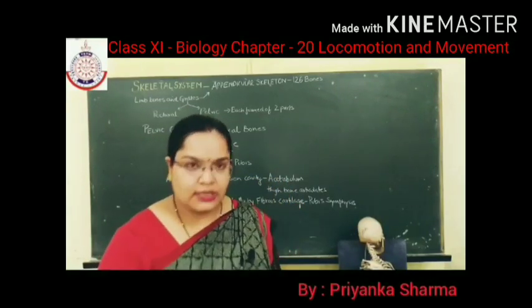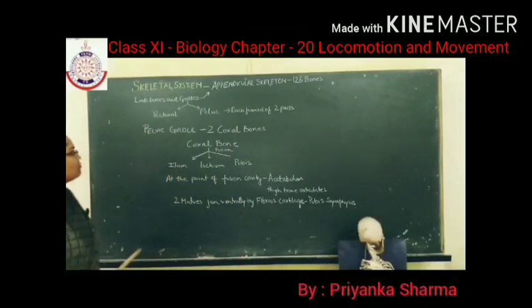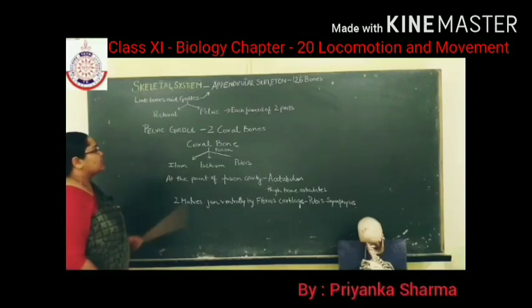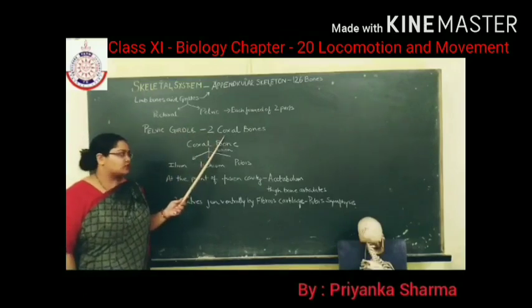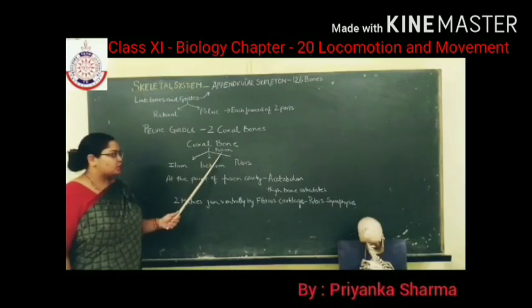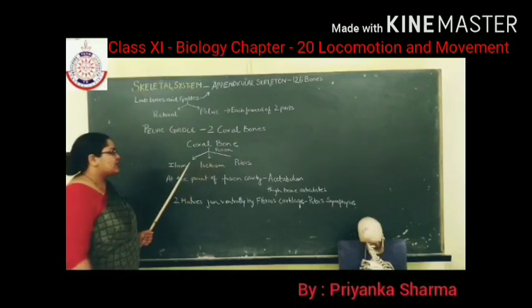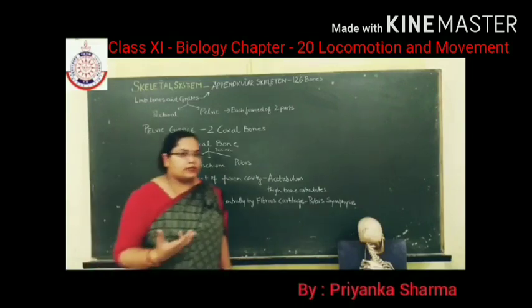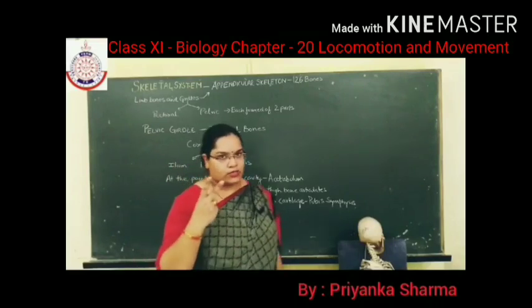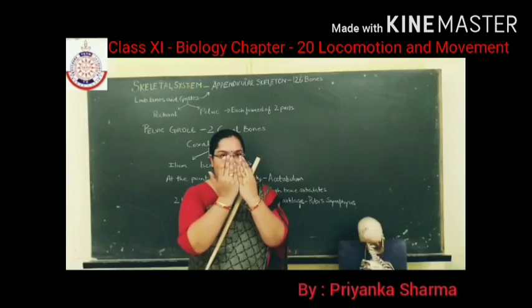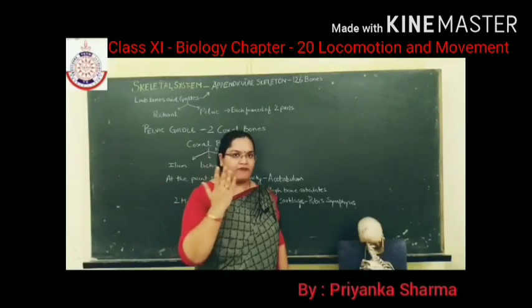Now we will start with the pelvic girdle. The pelvic girdle articulates with the lower limb, that is the legs. It is formed of two coxal bones, and each coxal bone is formed by the fusion of three bones, that is the ilium, ischium, and pubis. Two coxal means half, one this one and one this one, two coxal bones. Okay. Now we are talking about the half pelvic girdle.